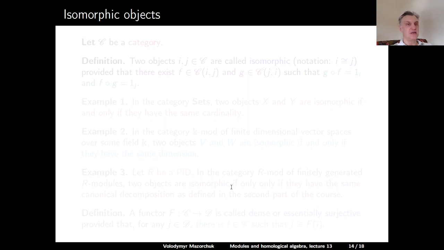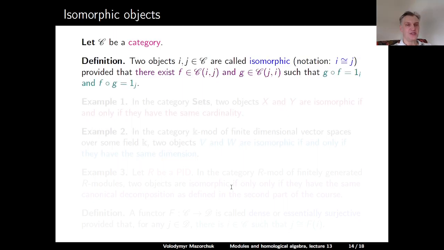Next, a very special thing about categories is that in categories we can speak about isomorphic objects. So let C be a category. Definition: two objects i and j in C are called isomorphic, denoted i is isomorphic to j, provided that there exists a morphism f in C from i to j and a morphism g in C from j to i, such that the composition of g after f is equal to the identity on i, and the composition of f after g is equal to the identity on j.